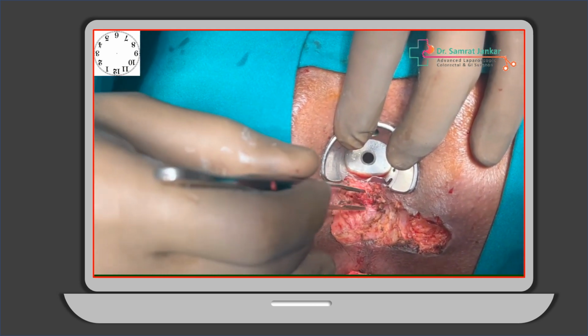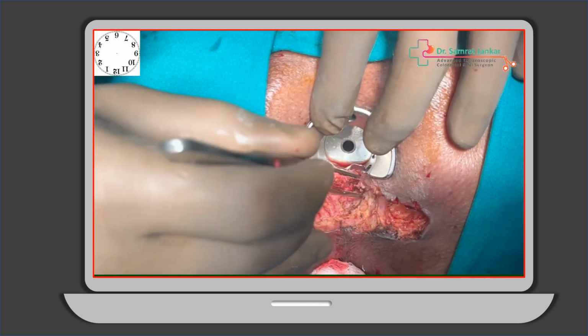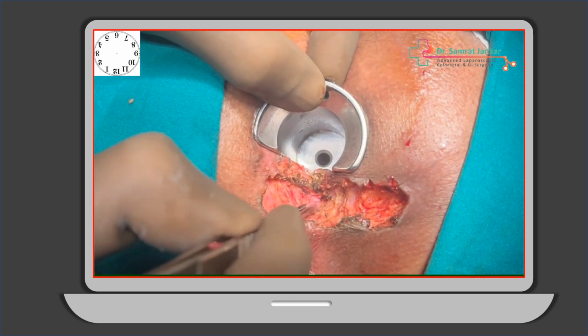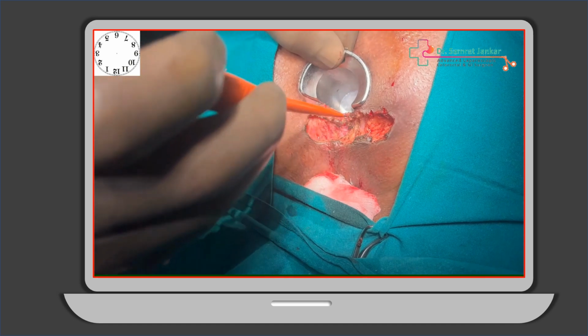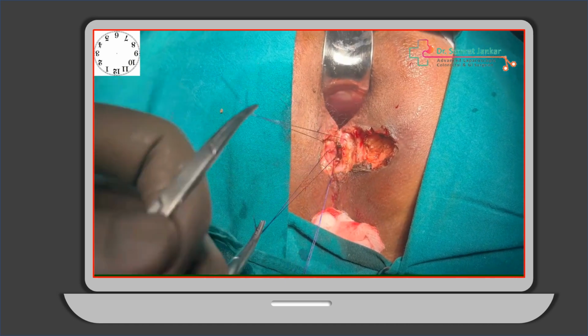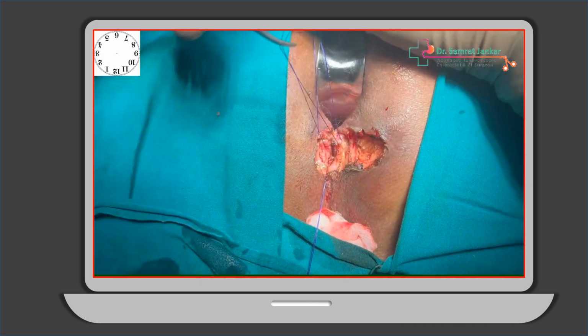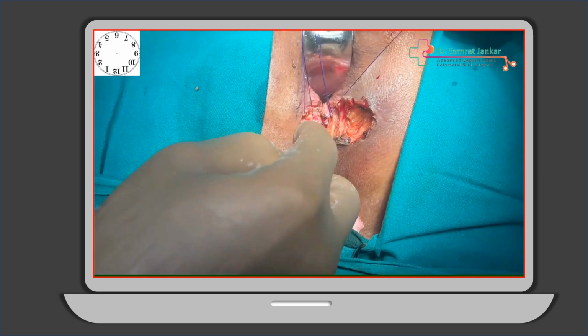After that, we can appreciate the intersphincteric space. This is the internal sphincter and mucosa. This is the external sphincter component. We can well appreciate this, and this is a part of the deep perineal space. Now we can leave it, but we are doing intersphincteric cauterization.